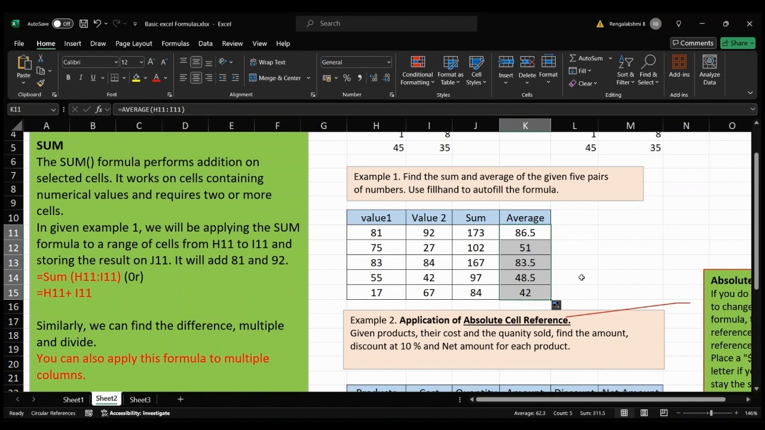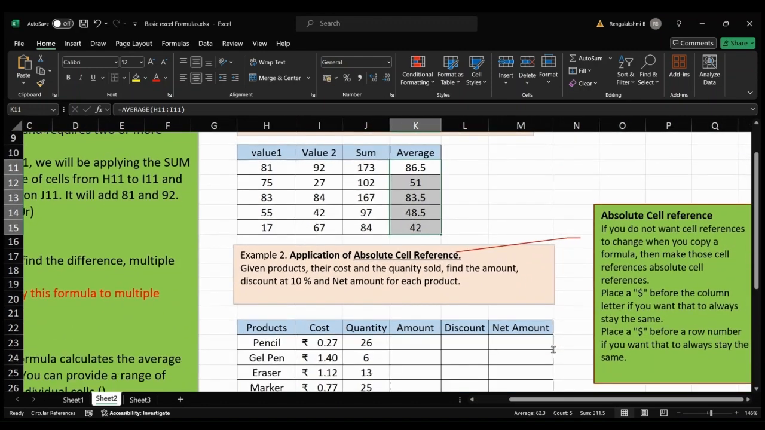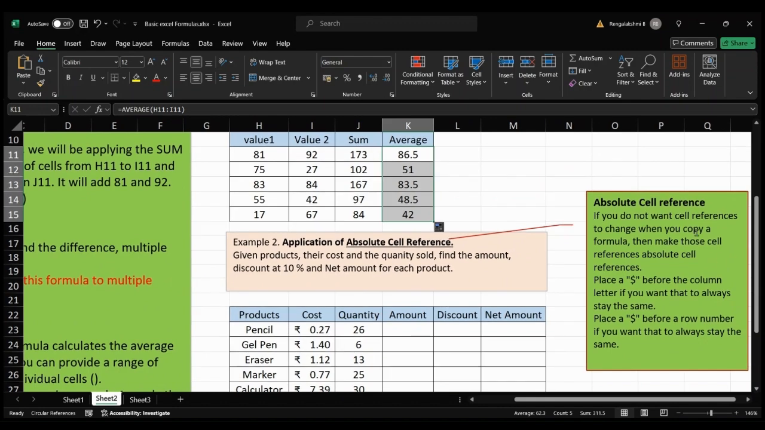Next we'll understand absolute cell referencing. Absolute cell referencing means if you don't want a cell reference to change when you copy a formula, you make that cell reference absolute. We can make it by placing a $ sign before the column letter if you want that to always stay the same. Similarly, place $ before the row number if you want that to always stay the same. Here I'll show you with an example.